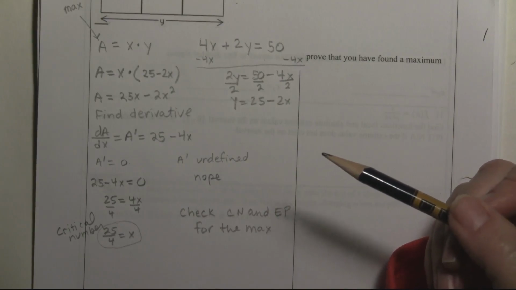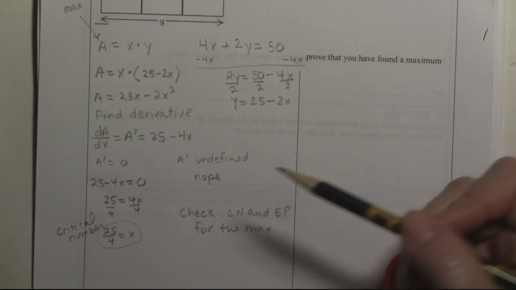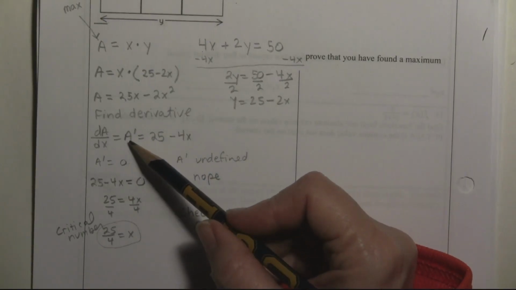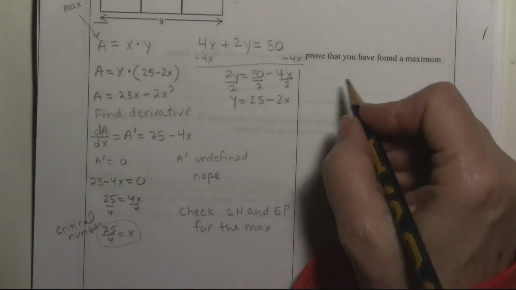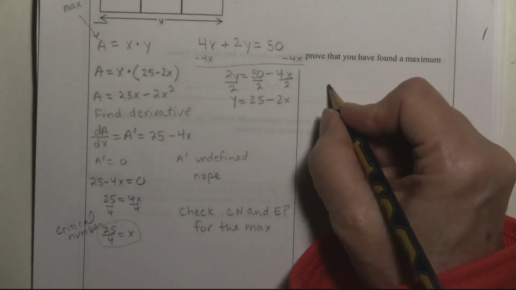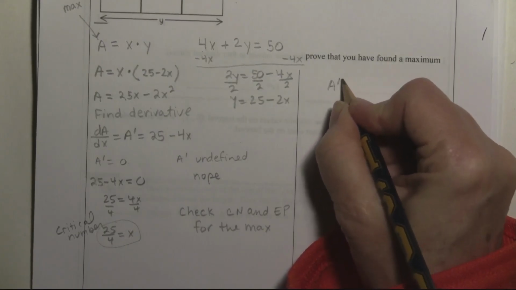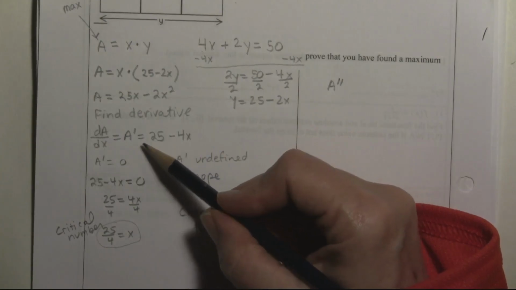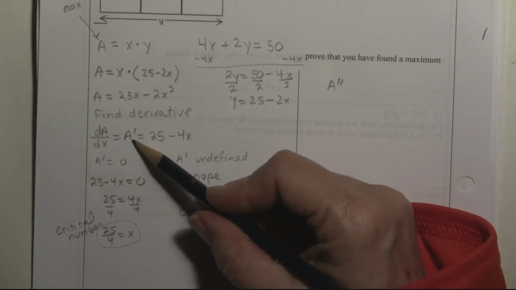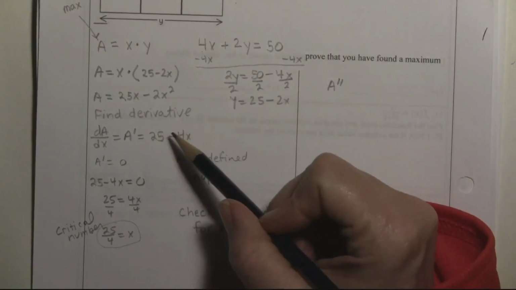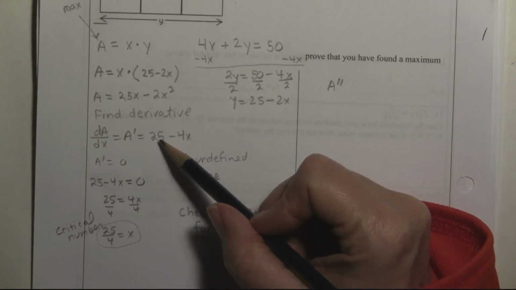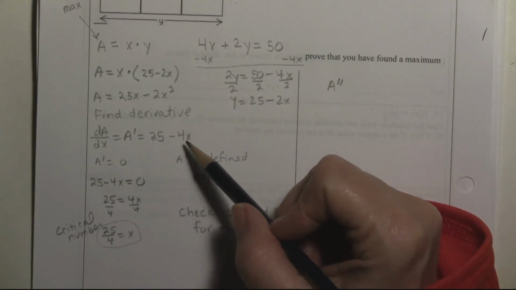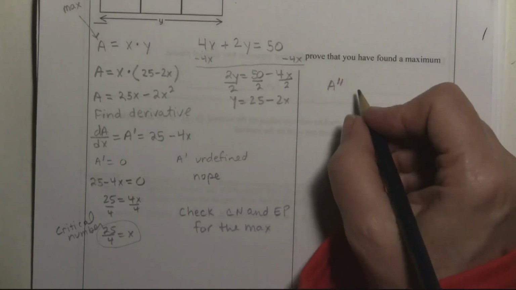And I suggested that you could use the second derivative test. Right here I have the first derivative. So if I take the second derivative, because I'm going to use the second derivative test, the derivative of the derivative is the second derivative, and then the derivative of 25 is 0, and the derivative of this is minus 4.